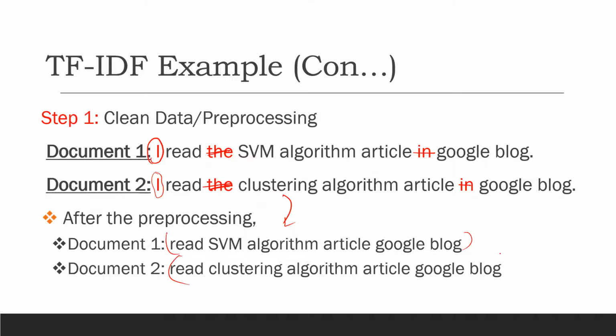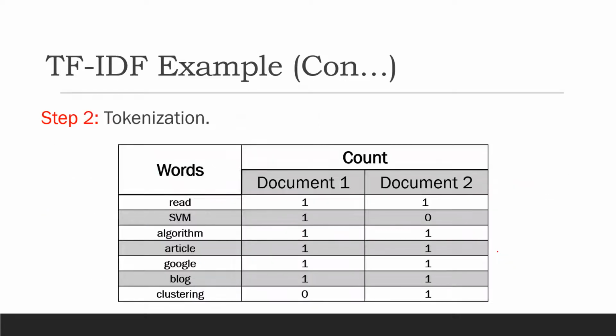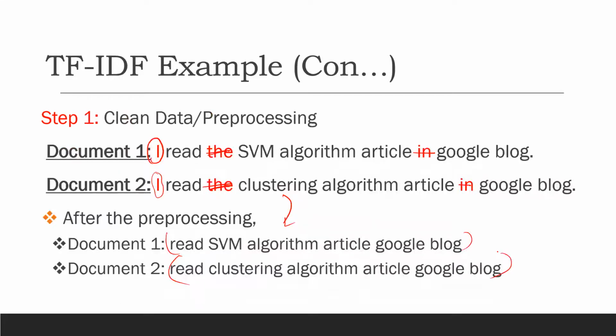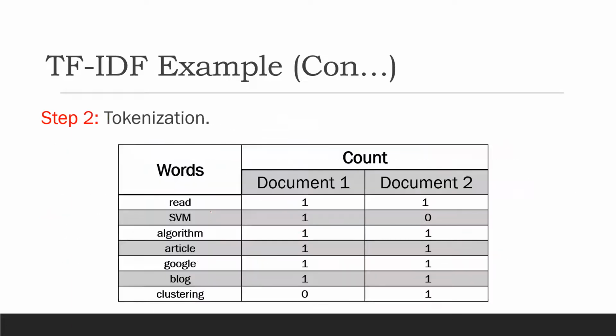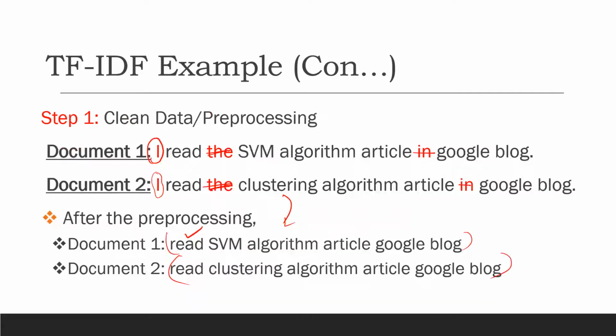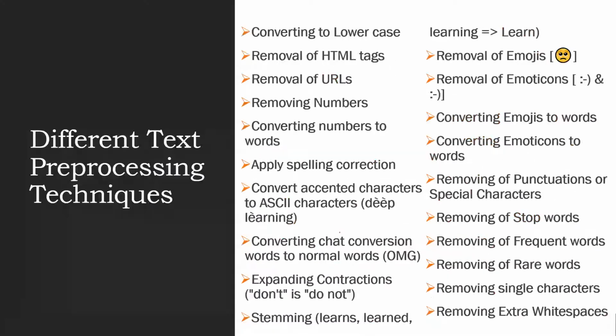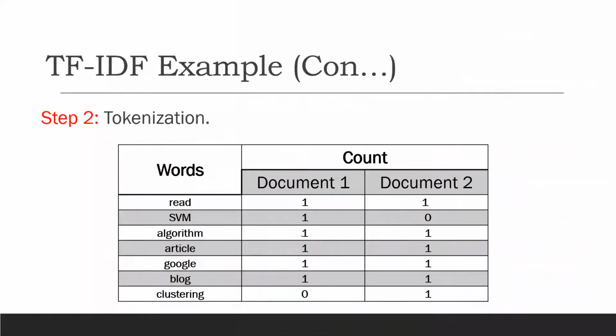Then what to do? Next step, I need to find the words and their frequency counts. Am I correct? That is what we call tokenization. So here I will pick the first word, "read". How many times is the word located? In document one, one time; in document two, one time. Similarly, I need to find each and every word one by one, and look at how many times each word appears in the documents.